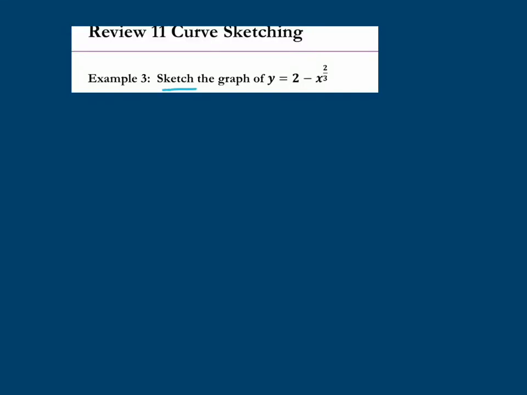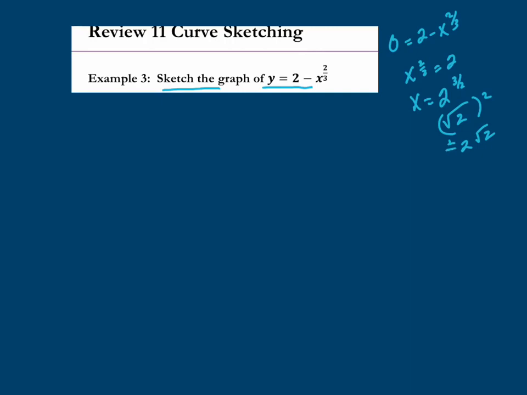Okay, so if we go sketch the graph of y equals 2 minus x to the 2/3, we first check for asymptotes. There are no asymptotes, so let's try to find the zeros. So we say 0 equals 2 minus x to the 2/3, so x to the 2/3 equals 2, so x equals 2 to the 3/2, which is the square root of 2 cubed, so that would be 2 square root of 2, plus or minus 2 square root of 2.